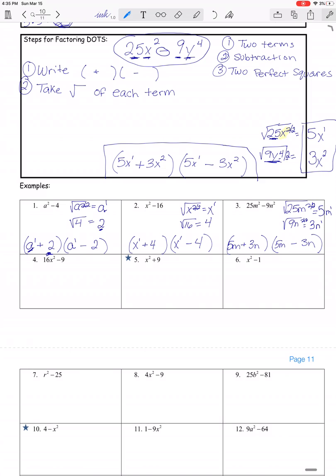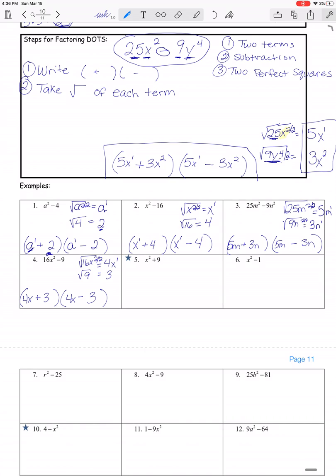Alright, now we have number 4. 16x squared minus 9, so we double bubble. Plus, minus. The square root of 16x squared, and the square root of 9. The square root of 16 is 4. And I have x to the second, we divide by 2, so I get x to the first. The square root of 9 is just 3. So I have 4x plus 3, 4x minus 3.